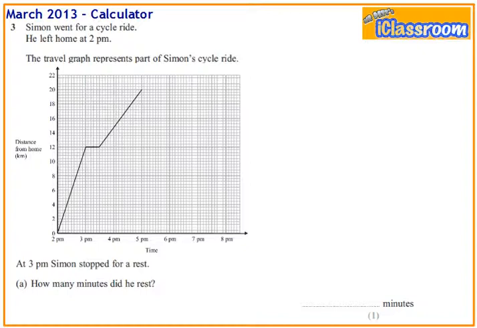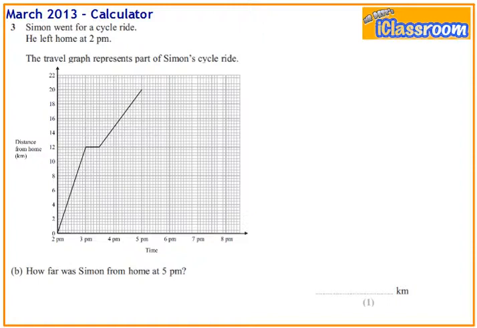Question on speed, distance and time. We have a graph here, and it shows Simon's journey where he's travelling away from home, he rests and then travels away from home again, and we are told that at 3 PM he stopped for a rest. We need to work out how many minutes that was for. Looking very carefully at my key, I can see that this was for 30 minutes. How far was Simon from home at 5 PM? Where are we? 5 PM on my diagram says that he was 20 kilometres from home.